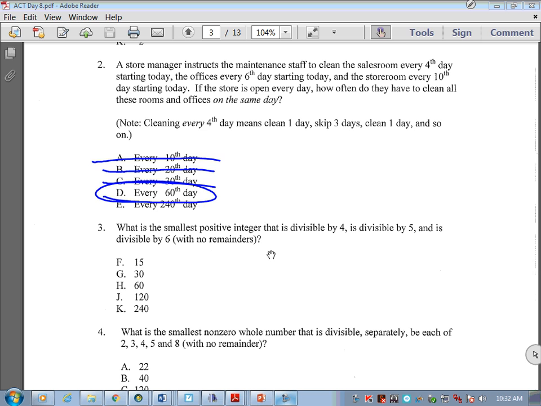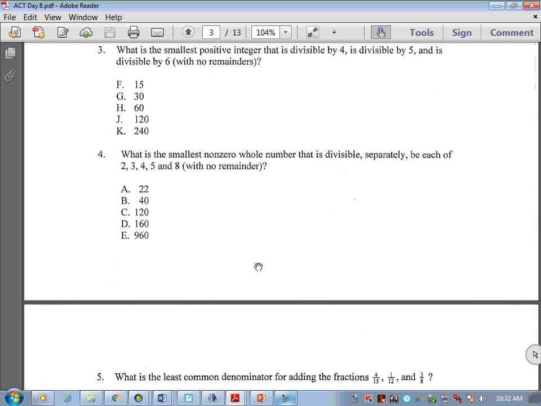All right. Let's see. Number 3, Jesus. What's that? You got H. H is correct. All right, move on. Number 4, Lily. C is correct.